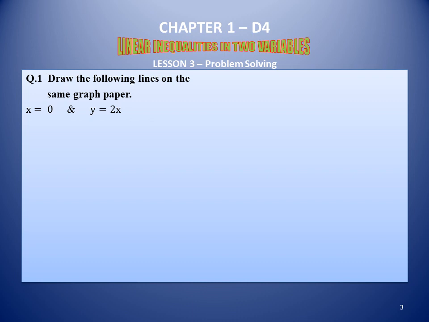Question number 1, its first part is, if you are given some equations and you are asked to draw the graph of these equations on the same graph paper. Now in this question there are two equations, x is equal to 0 and y is equal to 2x. x is equal to 0 has only one variable. In chapter number 6, coordinate geometry of D3, we have studied that if there is only one variable in an equation, that equation is either vertical or horizontal.